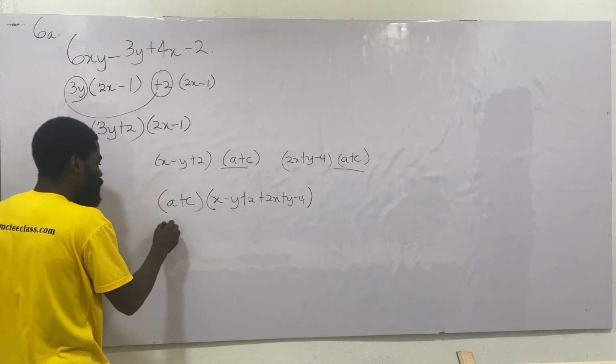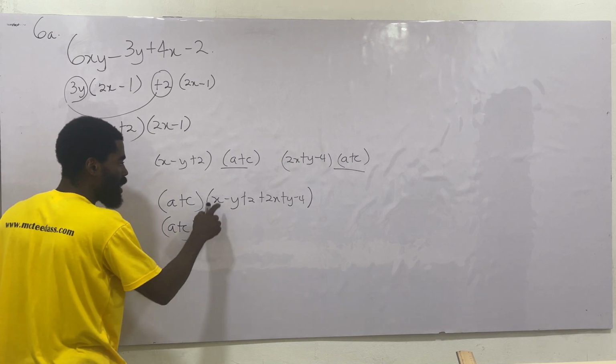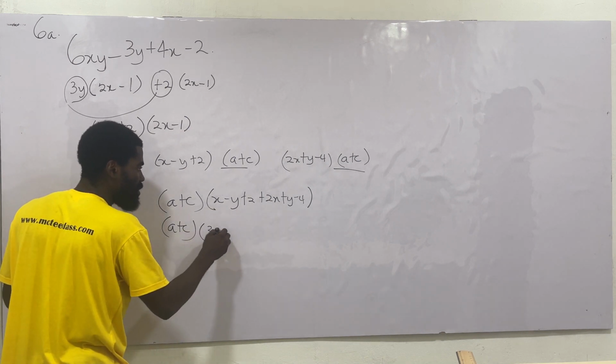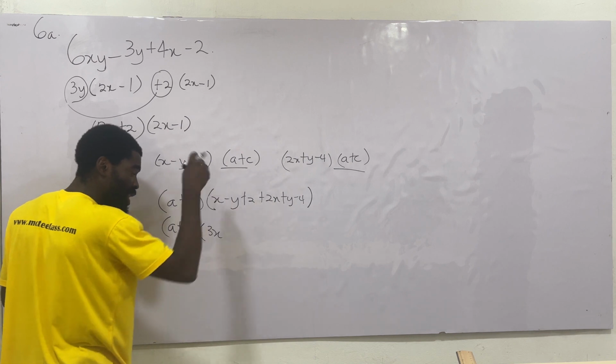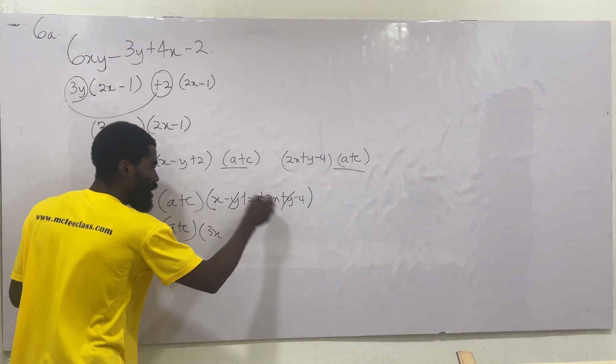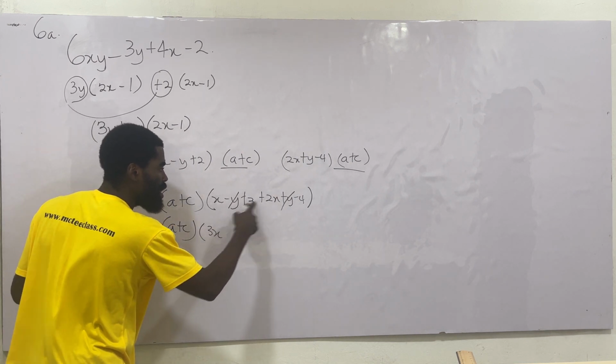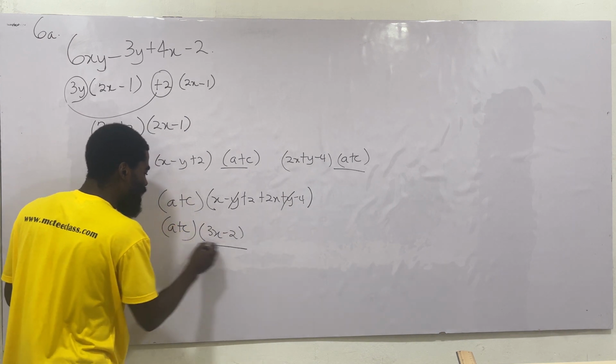Let's simplify this. This gives me a plus c into bracket x plus that will give us 3x. Then y, when that will go to 0. This and this will cancel and it goes to 0 because of integers. Then this and this will give me negative what? 2. At the end of the day, this becomes what?